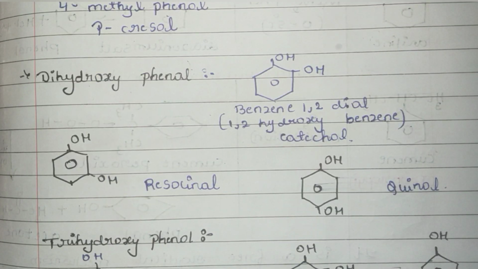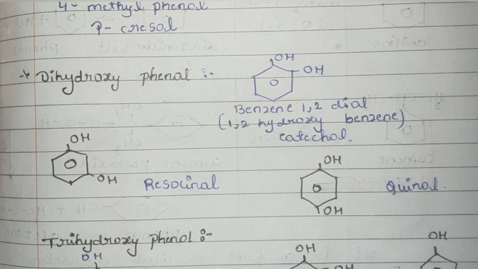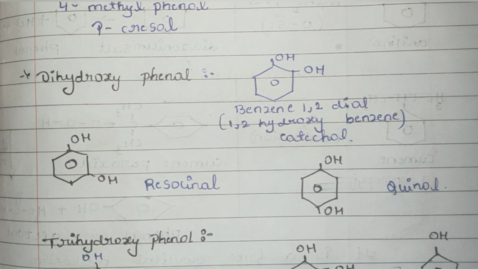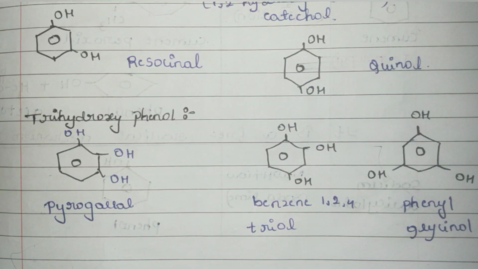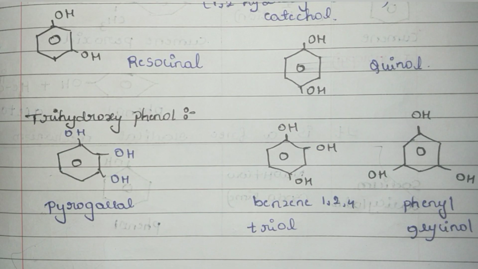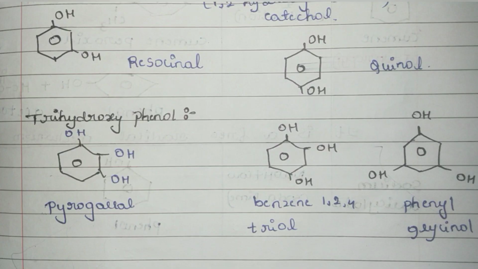And dihydroxyphenol. If the benzene ring contains two hydroxy groups, we call it a dihydroxyphenol. Its general names are catechol, resorcinol, and quinol. And trihydroxyphenol. If the benzene ring contains three hydroxy groups, we call it pyrogallol. Benzene-1,2,4-triol and phloroglucinol are examples of trihydroxyphenols.